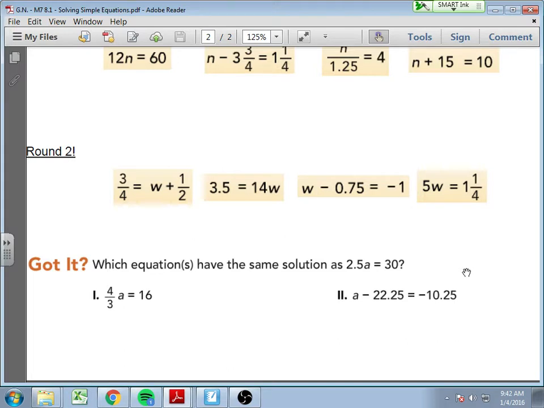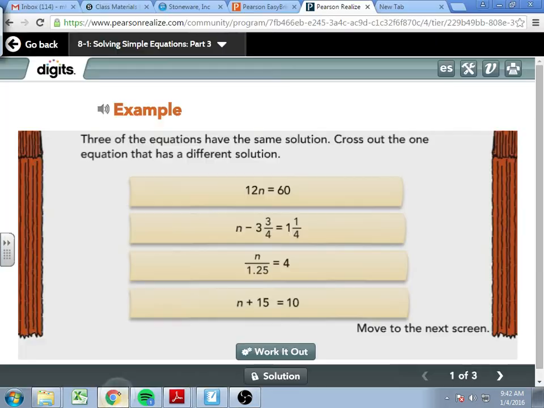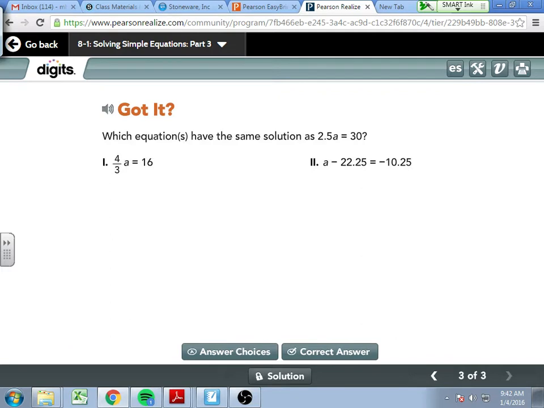Luke, what did you do in this first equation given to you here? Okay, so I saw that 2.5 and A were multiplied, so I divided. Yep, by 2.5 on each side. So Luke noticed this was multiplication, so we want to divide. And what'd you get for your A? 12. So now you need to find which of these has a solution of 12.